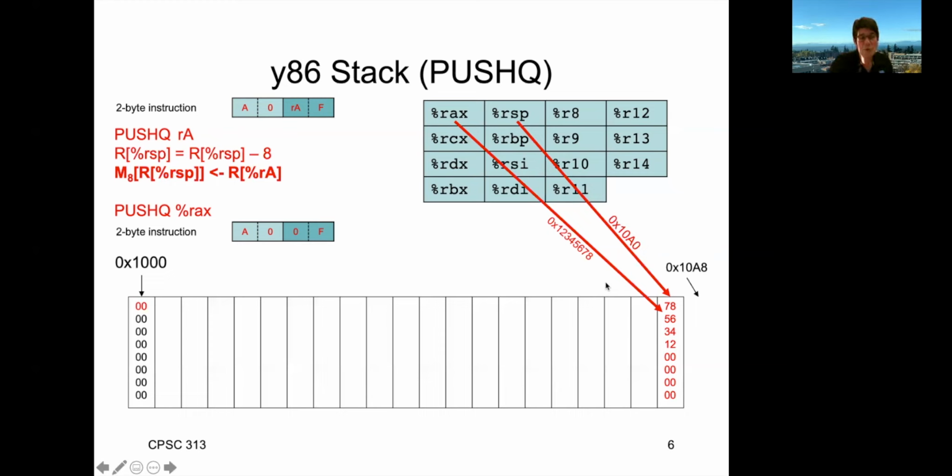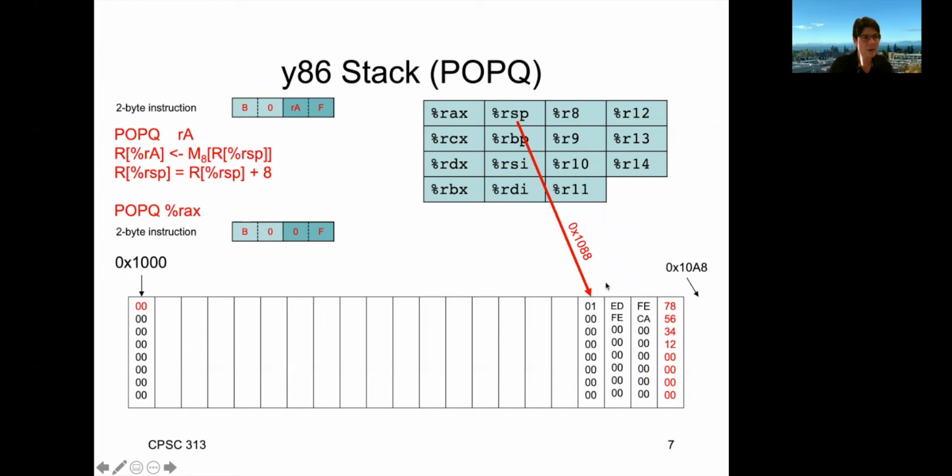Let's look at the inverse, which is the pop instruction. It's also a 2-byte instruction. Its opcode is B, and it too takes a single register, rA. What it's going to do is take the value in memory at the location of the stack pointer and put it into the register referenced by rA.